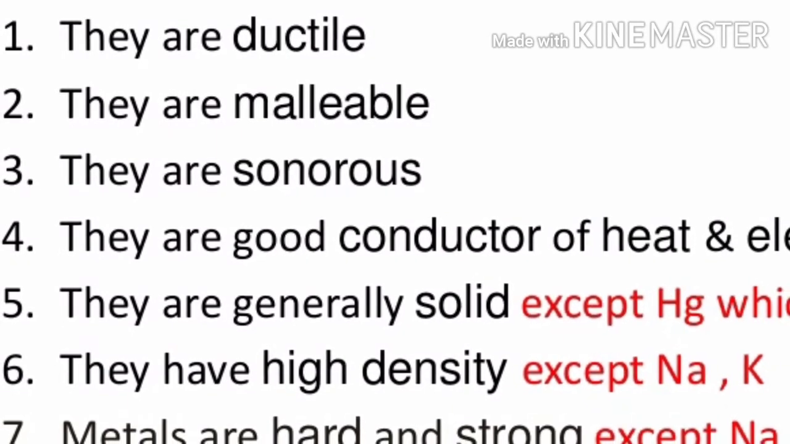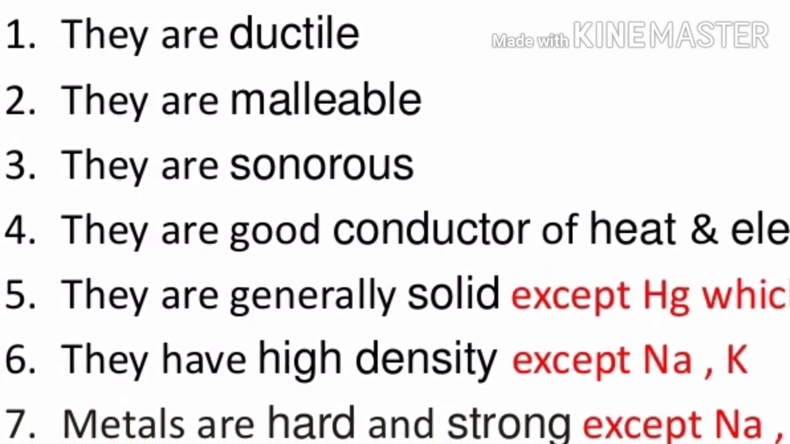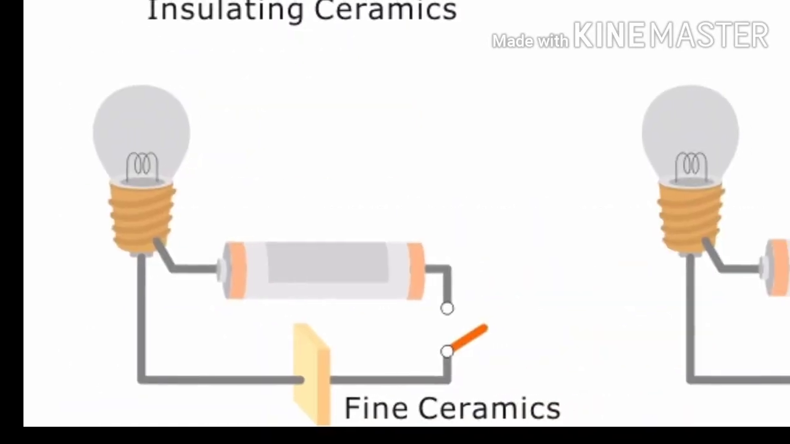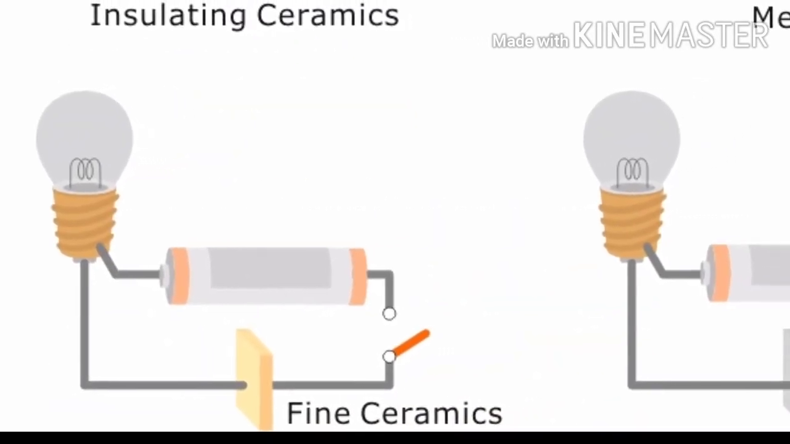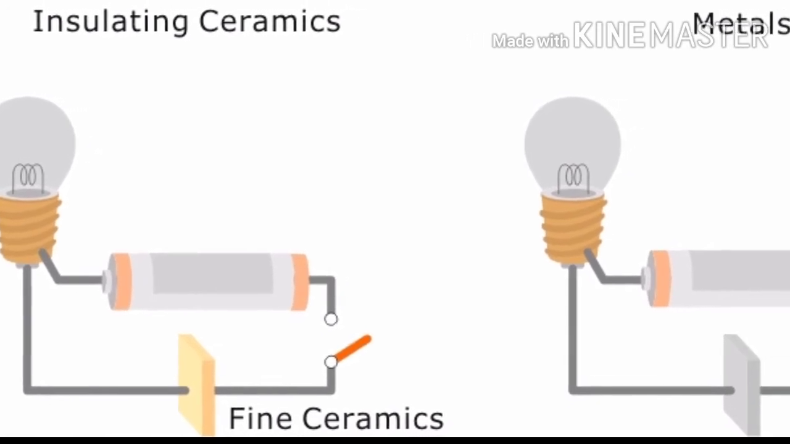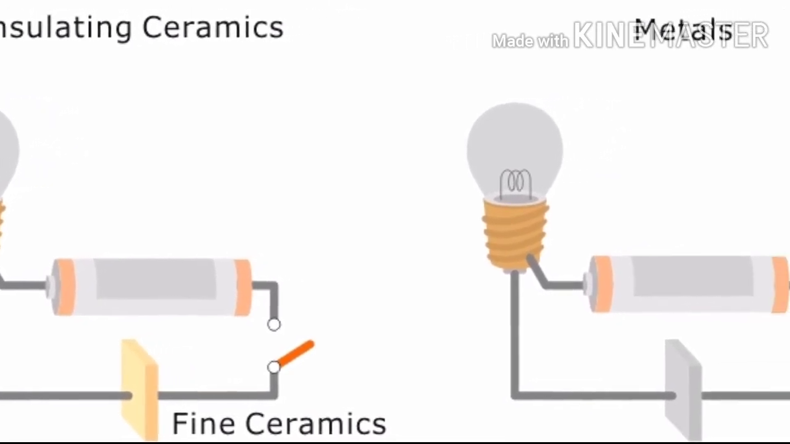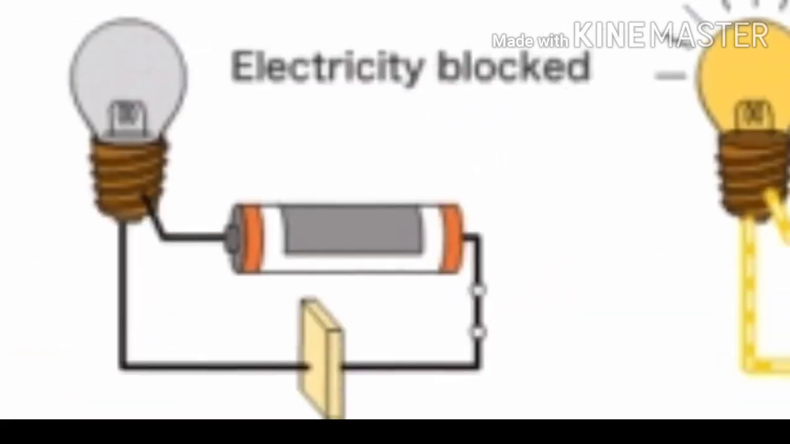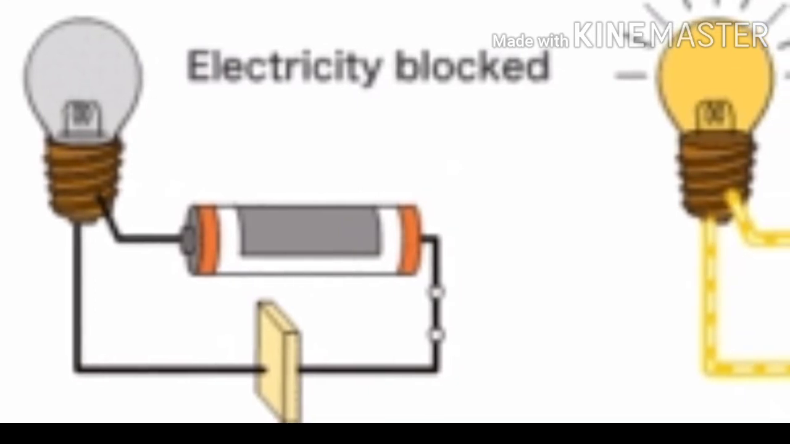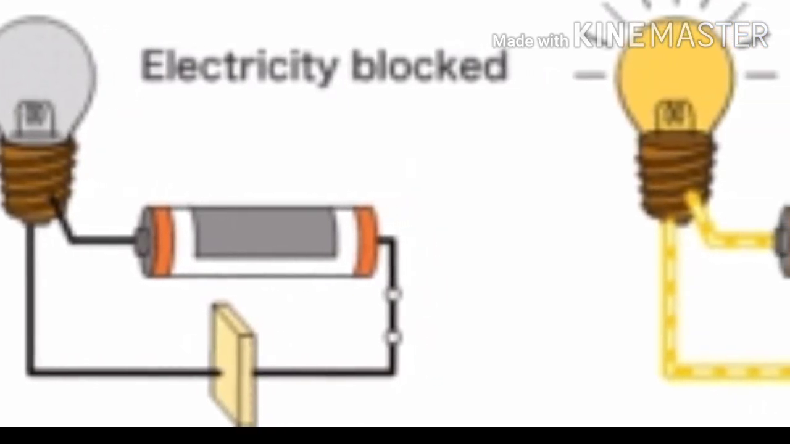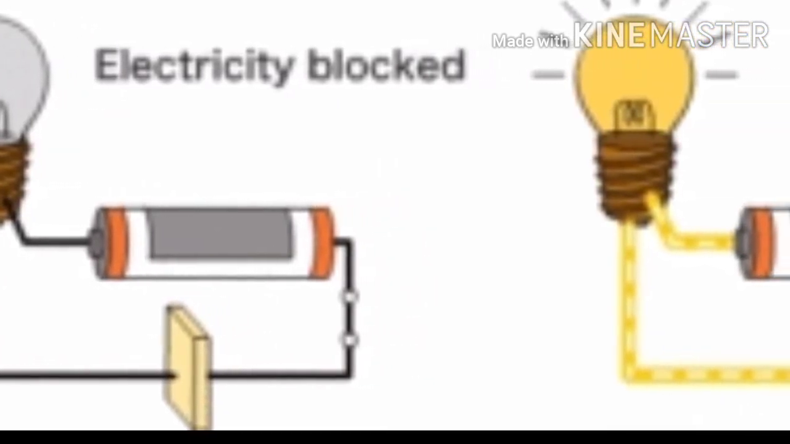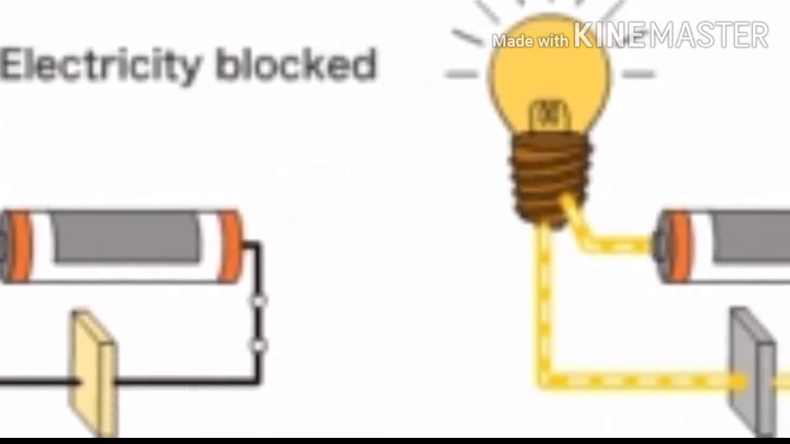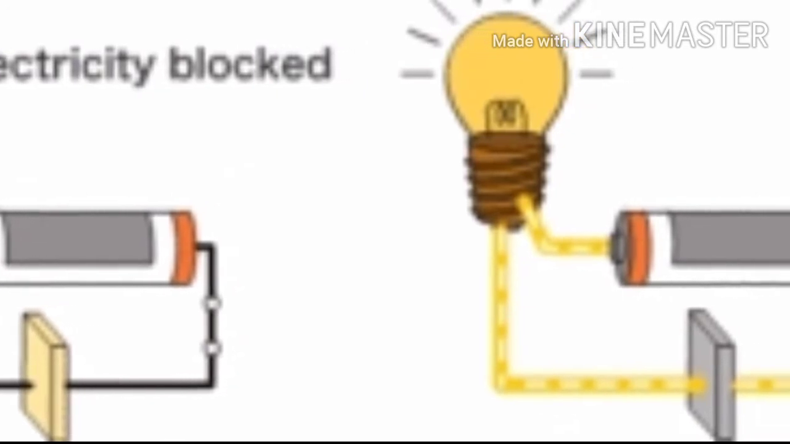Metals are good conductors of heat and electricity. Let us understand this with the help of an activity. Set up 2 electric circuits as shown. In one electric circuit, place a ceramic block, and in the other, place a metal block. Initially, the circuit is open, and when you close the circuit, the observation is in front of you. The circuit with the ceramic does not glow, and in the circuit with the metal block, the bulb starts glowing. This shows that metals conduct electricity.